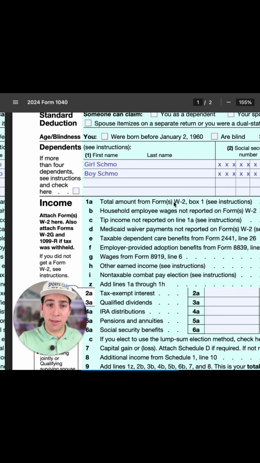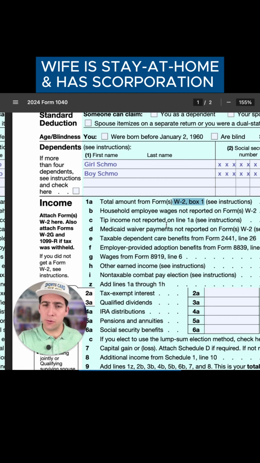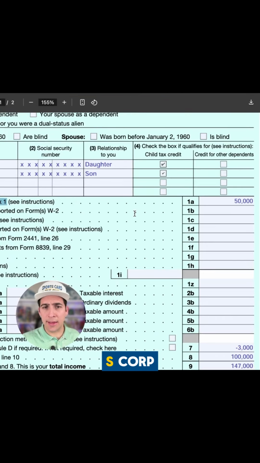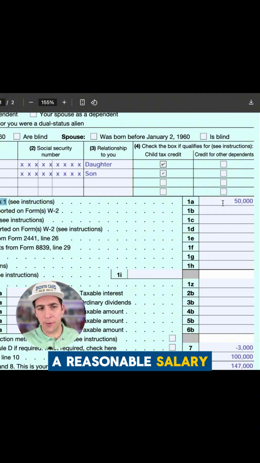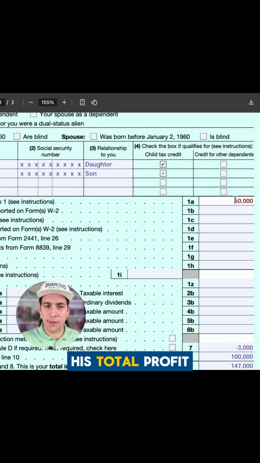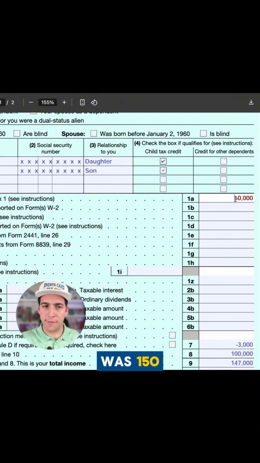Right here, we have the W-2 income. Now, in our case with Joe, we are assuming for one, his wife is a stay at home, and for two, he has an S corporation. So as an S Corp, you're paying yourself a reasonable salary. In this case, we're saying it's $50,000. His total profit for the business was $150,000.